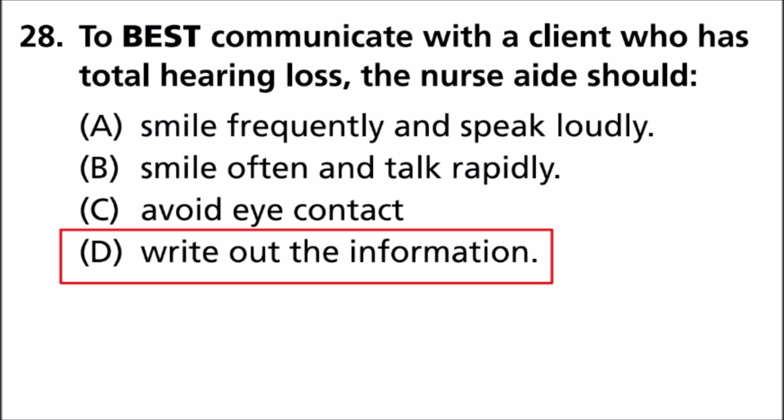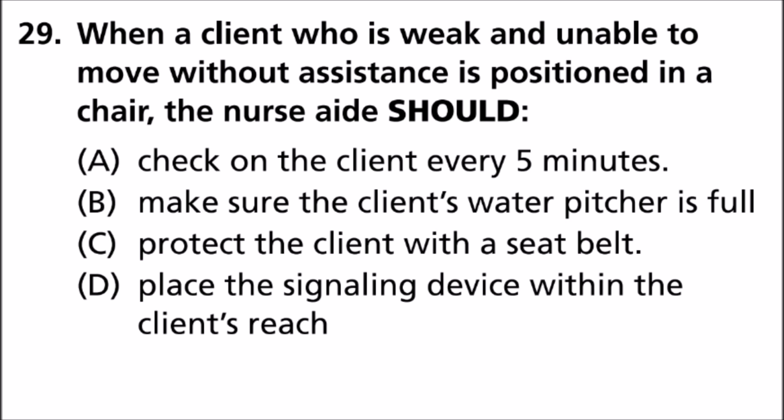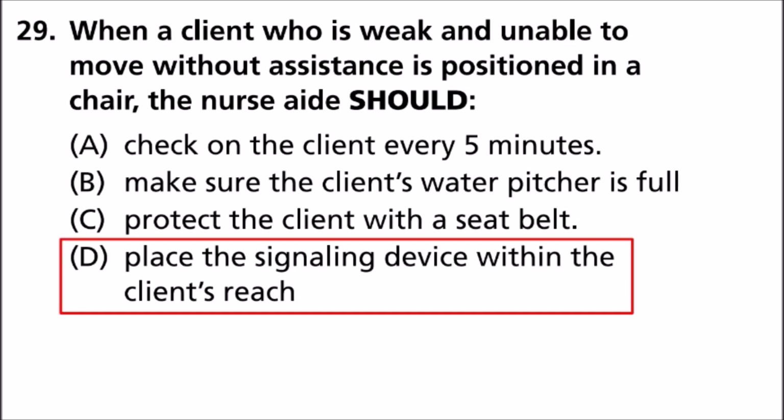Write out the information. 29. When a client who is weak and unable to move without assistance is positioned in a chair, the nurse aide should: A. Check on the client every 5 minutes, B. Make sure the client's water pitcher is full, C. Protect the client with a seat belt, D. Place the signaling device within the client's reach. The correct answer is D. Place the signaling device within the client's reach.